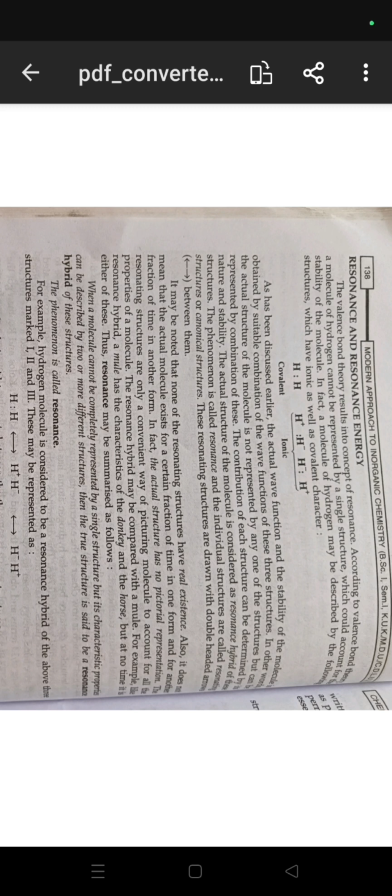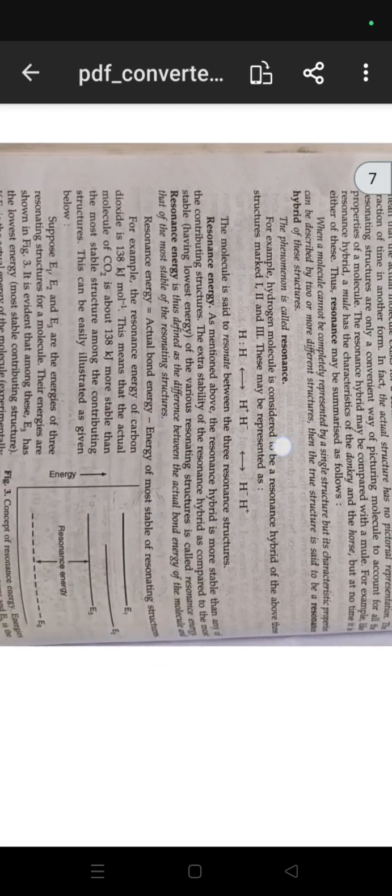The resonance hybrid may be compared with a mule. Like a resonance hybrid, a mule has characteristics of a donkey and a horse, but at no time is it either of these. When a molecule cannot be completely represented by a single structure but its characteristic properties can be described by two or more structures, then the true structure is said to be a resonance hybrid of those structures. This phenomenon is called resonance. The molecule is said to resonate between the three resonance structures.